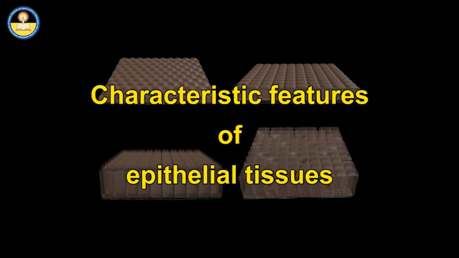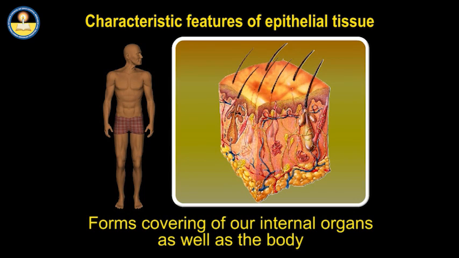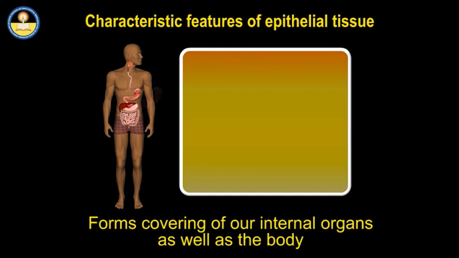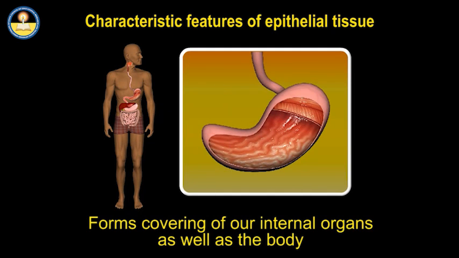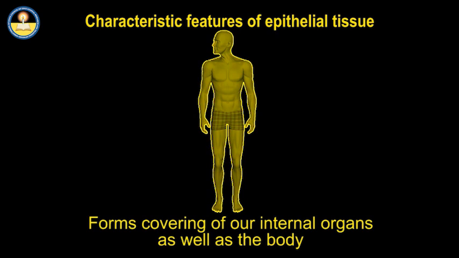Characteristic features of epithelial tissues. The tissue provides a covering to our body by forming upper layer of the skin. It also forms covering of our internal organs, means it lines the cavities formed by the internal organ. Primarily, this tissue serves as a protective covering on body surfaces.